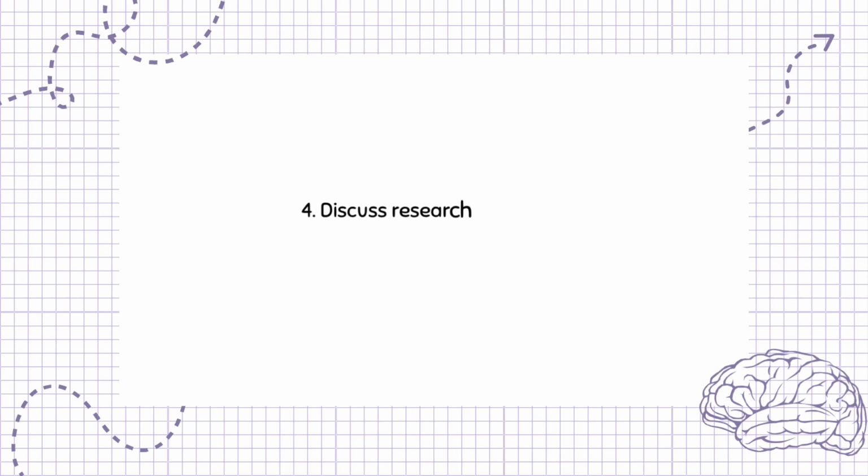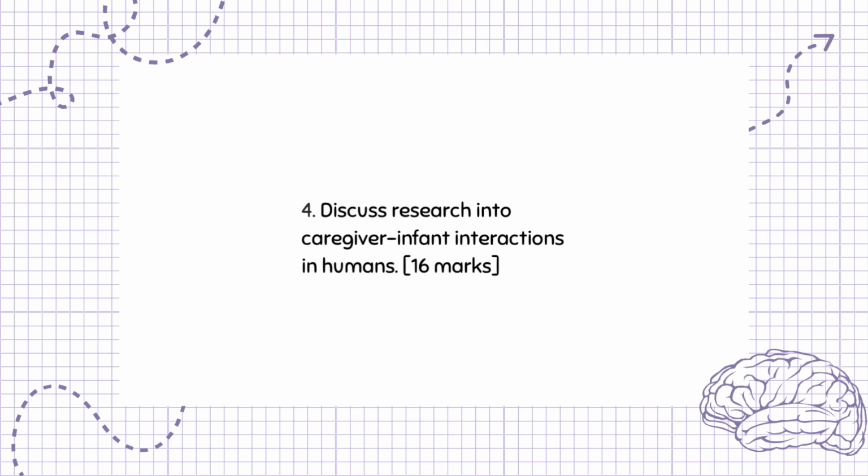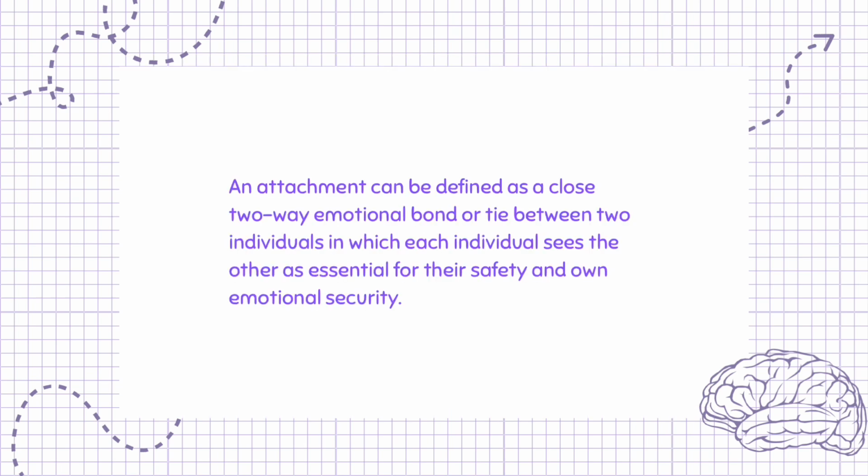Question 4. Discuss research into caregiver-infant interactions in humans. 16 marks. An attachment can be defined as a close two-way emotional bond or tie between 2 individuals in which each individual sees the other as essential for their safety and own emotional security.